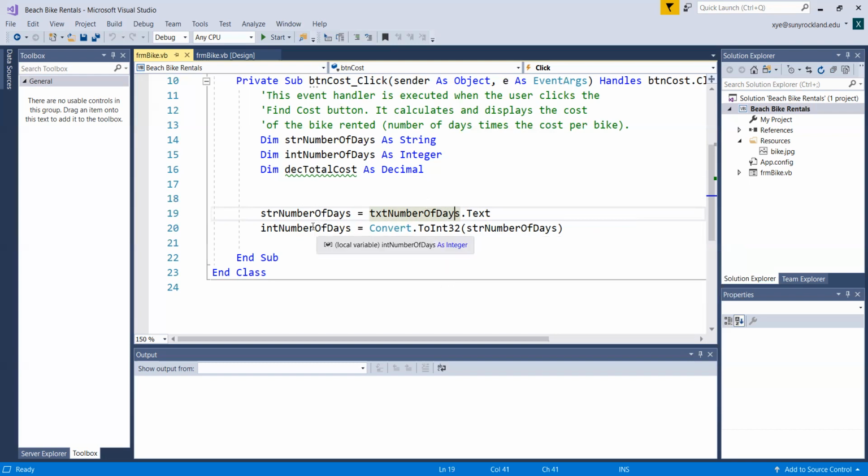Then, in order to do the calculation, we do int number of days equal to, we are calling the method from the library.